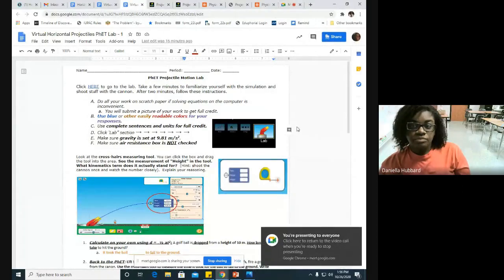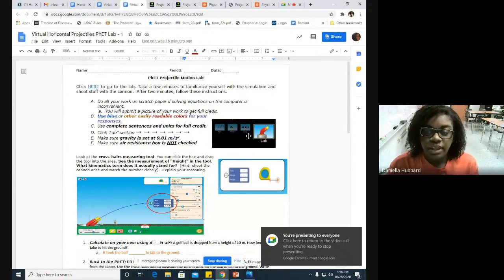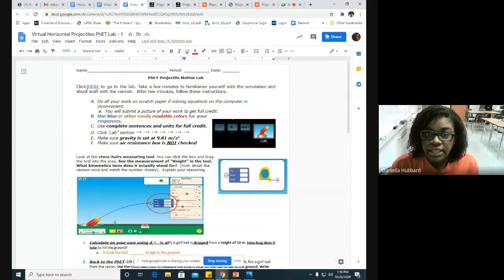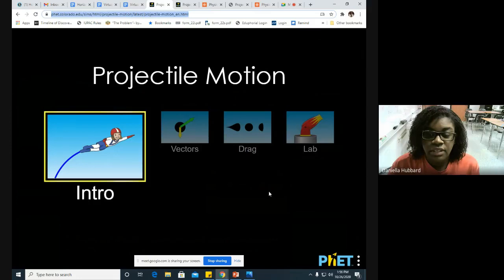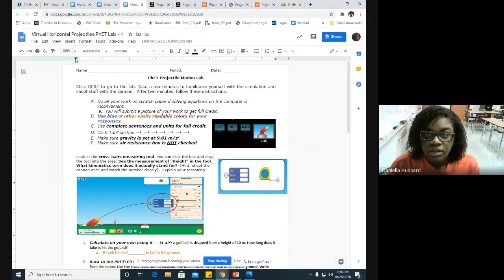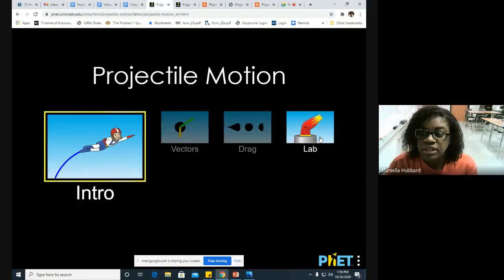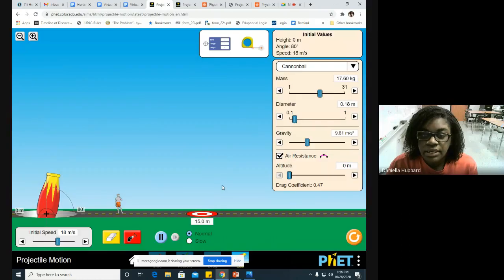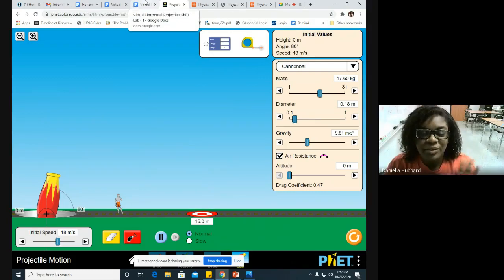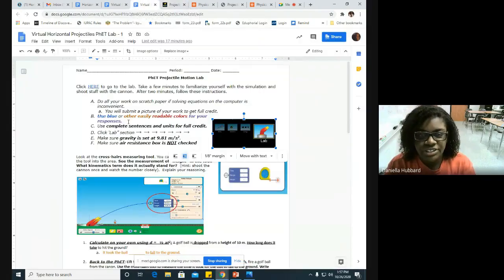Okay, so first things first, in order to access the lab, you're going to click here where it says the word here, okay? When you click this link, you will see this window here, okay? So when you go back to the instructions, if you look right here at the picture, it tells you to click the lab section. So you're going to click lab, and when you click it, it's going to bring you here, okay?